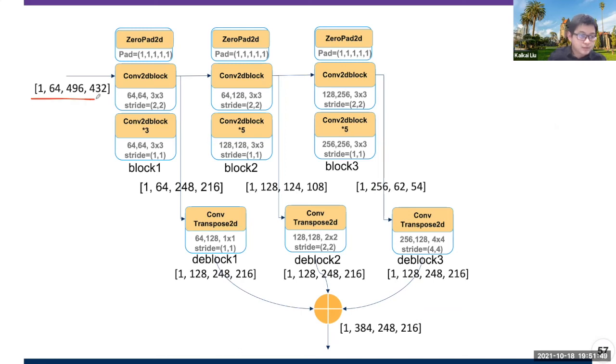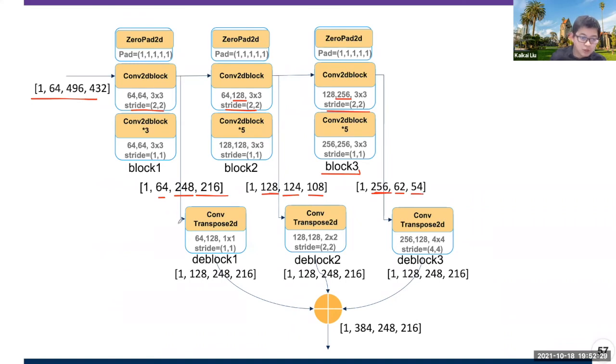This is the input feature. It goes to block 1, block 2, then block 3, and the size changes. In the first block, the channel size stays the same, but the image resolution is divided by 2. Then in block 2, the channel becomes 128. Stride equals 2 here too, so it's also a downsample. Then block 3: the channel becomes 256, stride 2 downsamples the image size to 62 by 54.